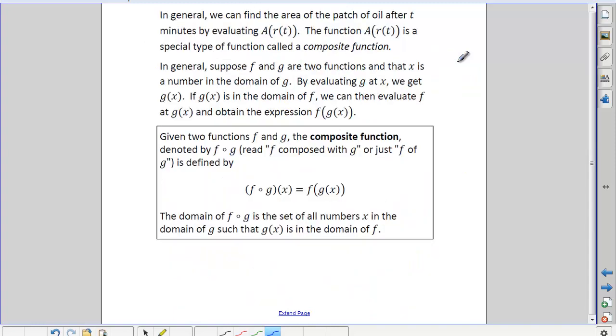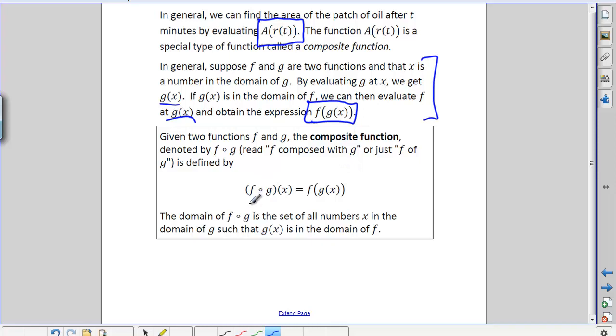And so that's what this right here says. This A of R of t is that composite function. It's anytime you've got a function inside of another function, and this is kind of the general definition. But if we've got two functions, f and g, we can evaluate g of x, plug some x value into g, and then we can evaluate f at g of x and get f of g of x. That's again just plugging g of x into the f function.